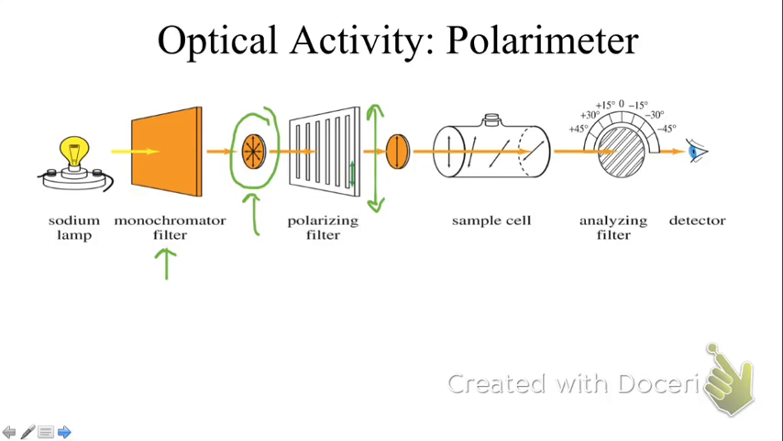So once that happens, you'll notice that when we take a look at the light, the only light that passes through is now in that up-down direction. That light can now pass into our sample. When it first passes in, it's going to be in that up-down direction. If our sample is chiral, it's going to have an impact on how that light moves.